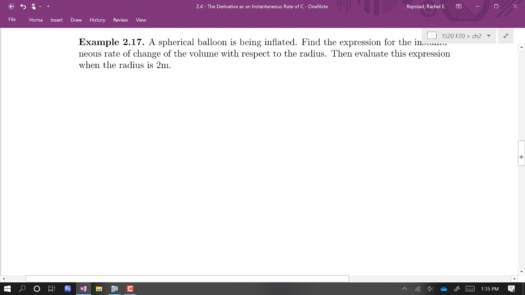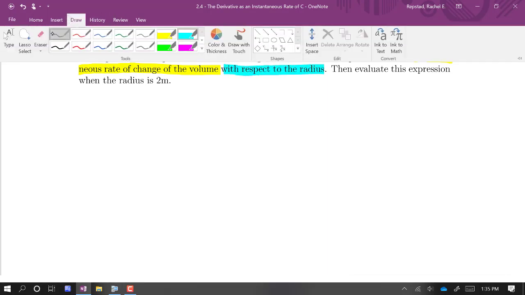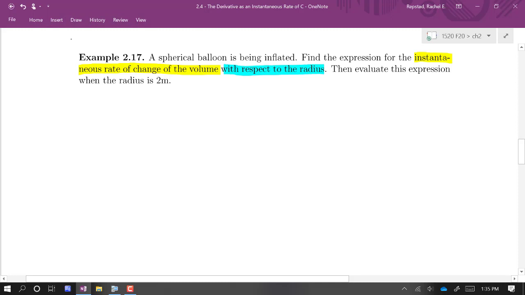All right, let's try another one. Here we've got a spherical balloon being inflated. So just imagine that it's a perfect sphere, right? Find the expression for the instantaneous rate of change of volume, and then with respect to the radius. That part at the end, with respect to, is a really important part of the derivative. We know that if we want an instantaneous rate of change, we are looking at a derivative. Always. An instantaneous rate of change is a derivative.